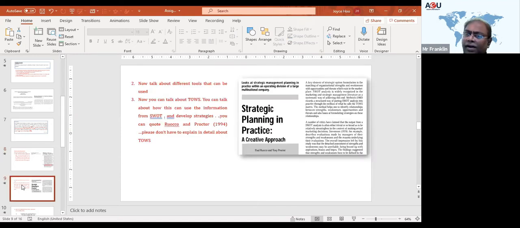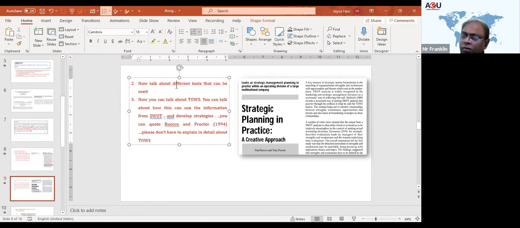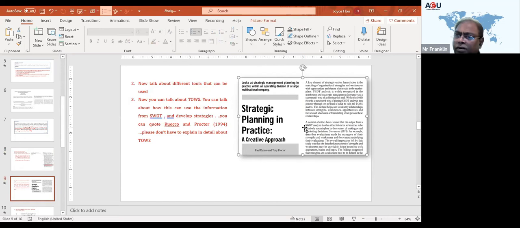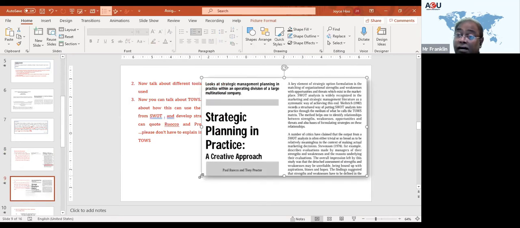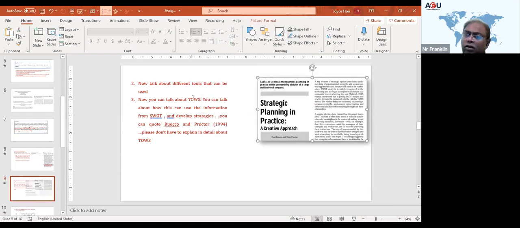Second, you talk about the different tools that can be used. This is another article, from Proctor and Rucco. He talks about different types of tools that can be used. I think he talks about TOWS here. So in the second part you talk about TOWS, and how it has used the information from SWOT to develop strategy. You can quote Rucco and Proctor.